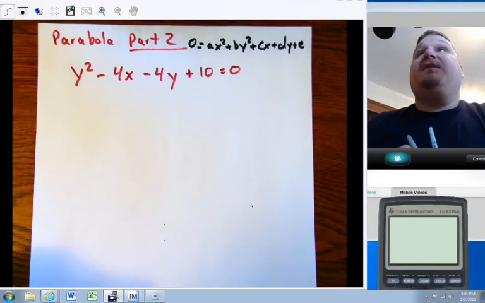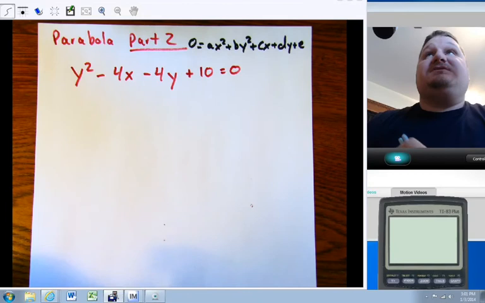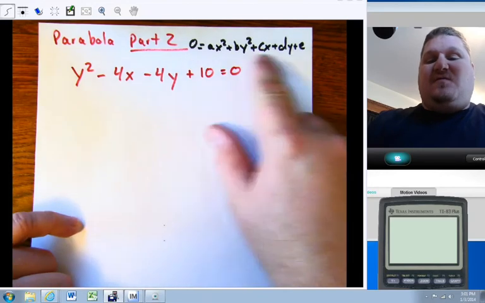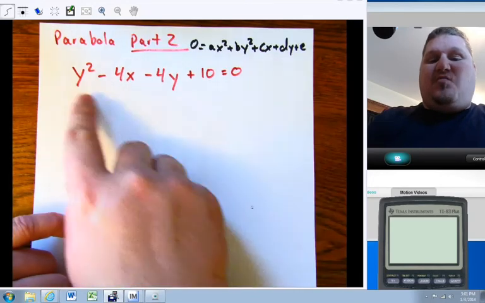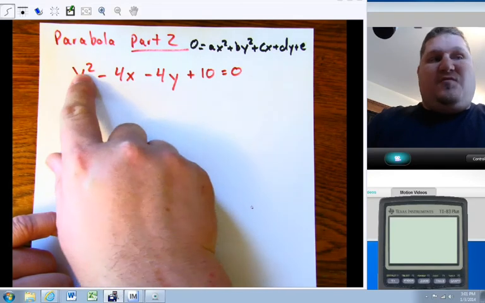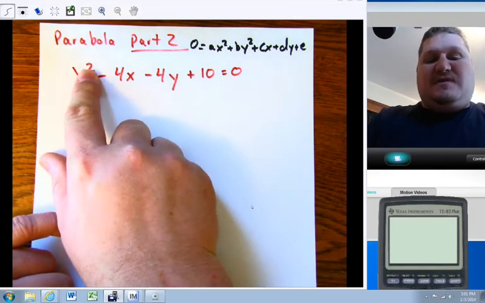Okay, let's work a little bit more on our parabolas. This is kind of part two, and we're going to do another example. This time, we have our general form, and we're going to say, okay, what is this? What shape is it? Well, very quickly, I only have one squared term, so it is a parabola.